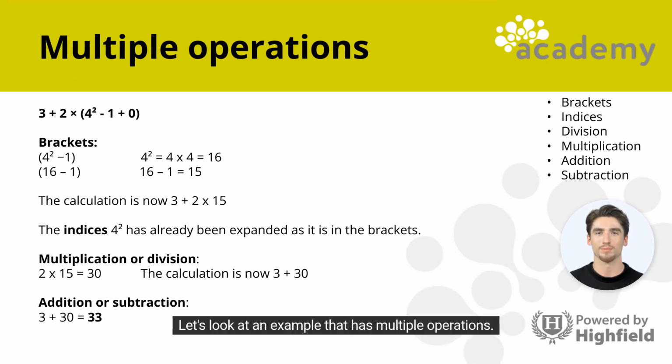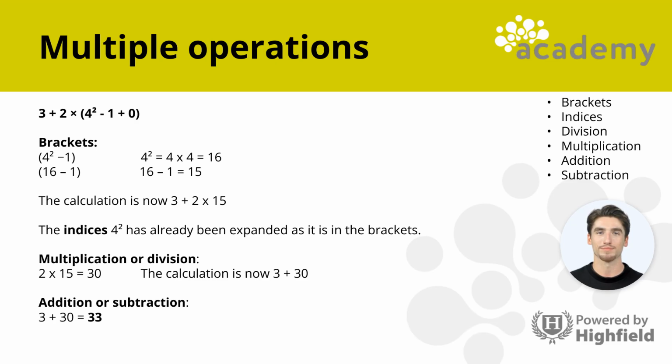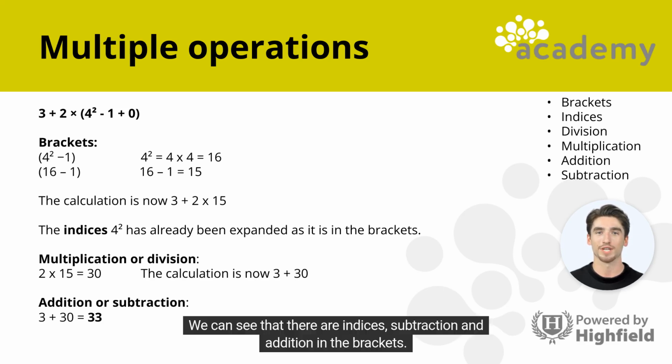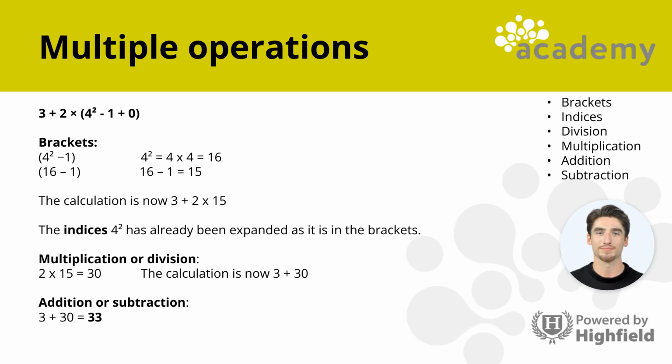Let's look at an example that has multiple operations. First, we need to solve the brackets. We can see that there are indices, subtraction, and addition in the brackets. We need to work out the indices first. 4 squared is 16. This gives us 16 minus 1. 16 minus 1 equals 15.